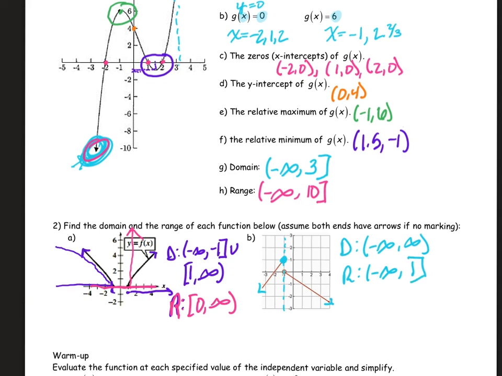And so that's how we're going to find domain and range, my extrema points, which is my minimum and maximum, and how to describe what they're asking me to find, which is my minimum, maximum, domain, range, intercepts, all that stuff. If you have questions, please let me know.